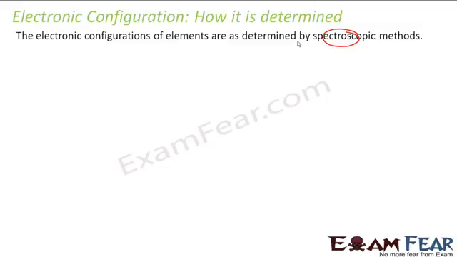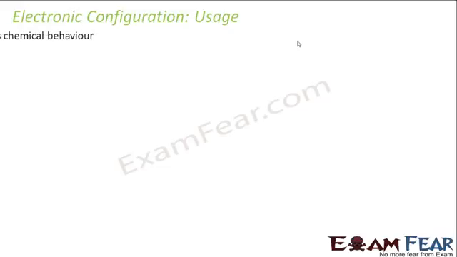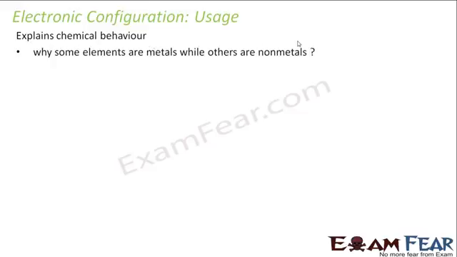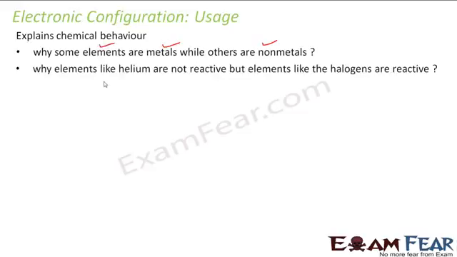Now we have learned electronic configuration. The question can be, what is the use of electronic configuration? Why are we spending so much time to understand it? The usage of electronic configuration is to understand the chemical behavior of an element. It tells why some elements are metal and why others are non-metal. These things are explained by the electronic configuration. It also explains why some elements like helium are not active, but halogens like chlorine are reactive.